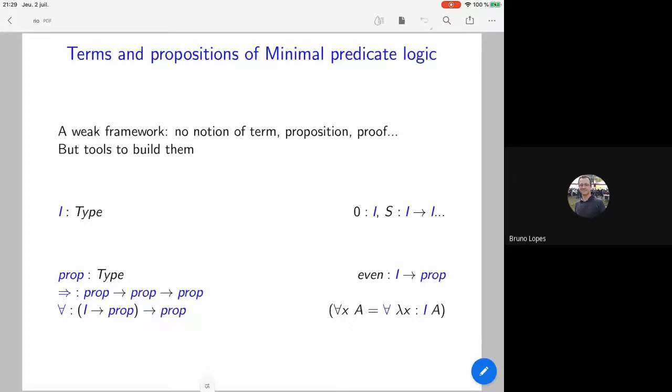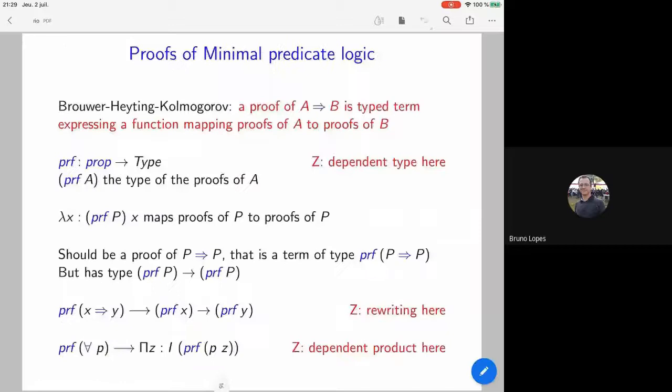So we have built now the notion of term and the notion of proposition, and we have to build the notion of proof. And of course, there are many ways to define proofs in Dedukti, and here I have been using the Brouwer-Heyting-Kolmogorov interpretation, but you could maybe just declare your deduction rules if you like. But if you want to use the Brouwer-Heyting-Kolmogorov interpretation, then you know that a proof of A implies B must be expressed by a term that itself expresses a function mapping the proofs of A to the proofs of B.